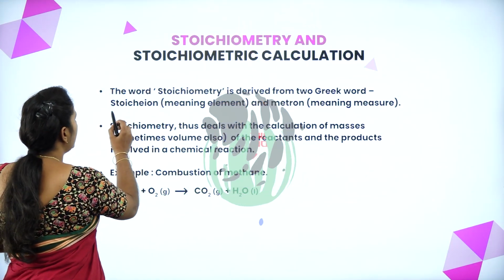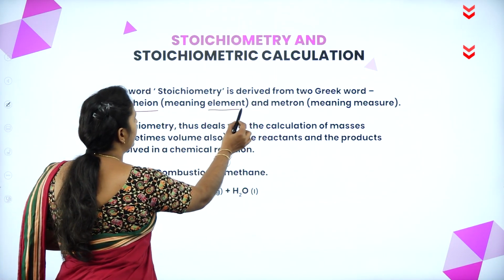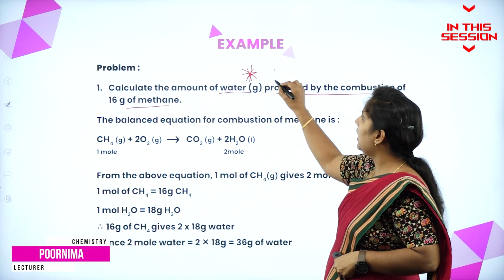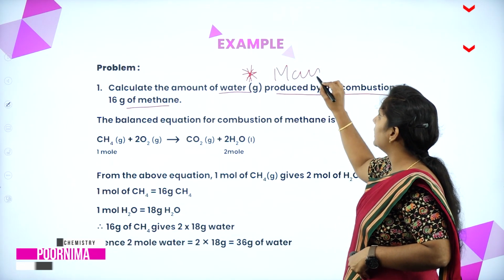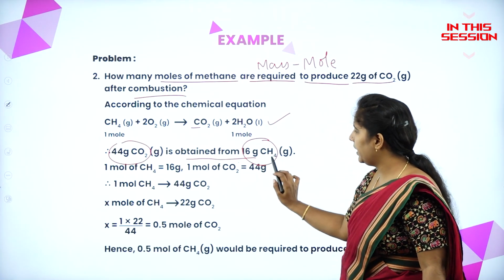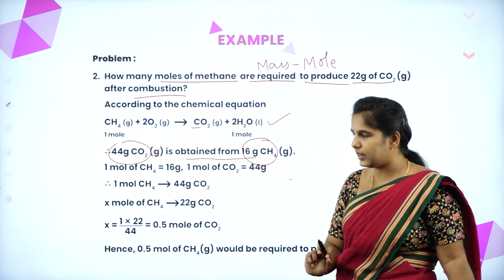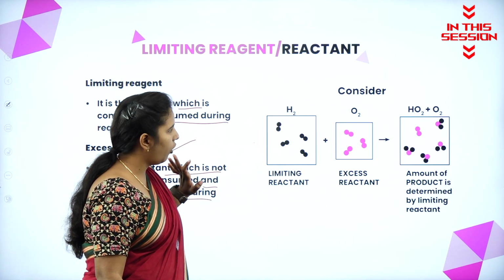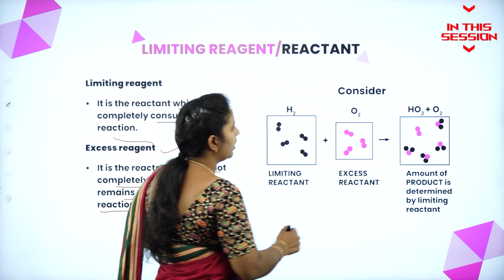Here, the stoichiometry, which means element. So we need to calculate the relationship between the mass and the mass. Carbon dioxide is obtained from 16 gram of methane. So here you can see that the hydrogen combining with the oxygen forming water.